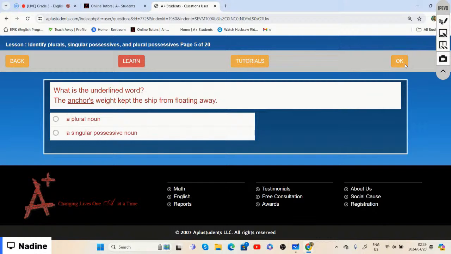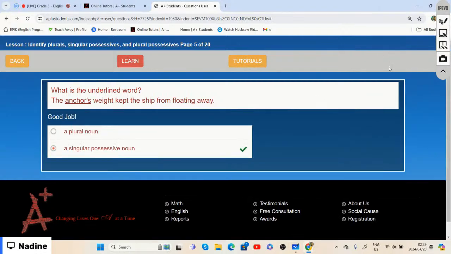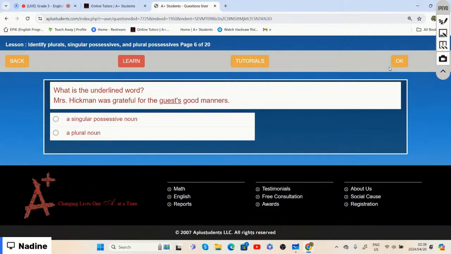All right. So we say the anchor's weight kept the ship from floating away, and we can say it is a singular possessive noun. Sorry, I said a wrong word. Yes, this is from the previous example exactly. So well done. Let's go on to the next one.